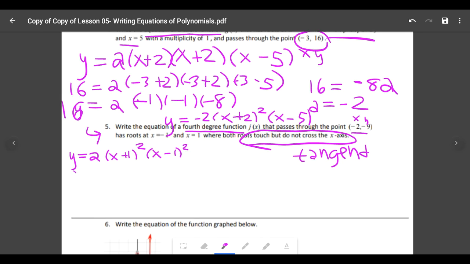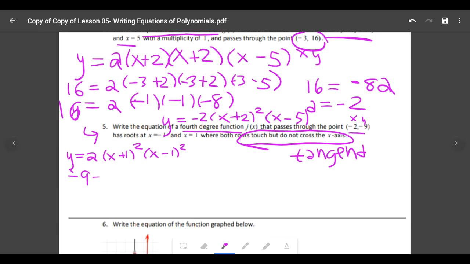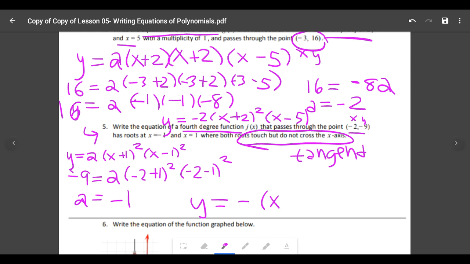I'm going to substitute in my -9 and my -2, and I'm going to solve for a. I'm going to skip the algebra here and just tell you a is -1. So my final equation here would be y equals -1 times x plus 1 squared times x minus 1 squared.